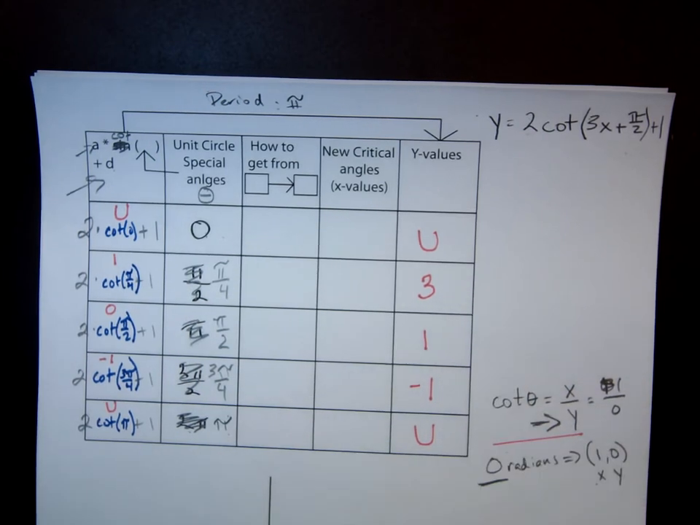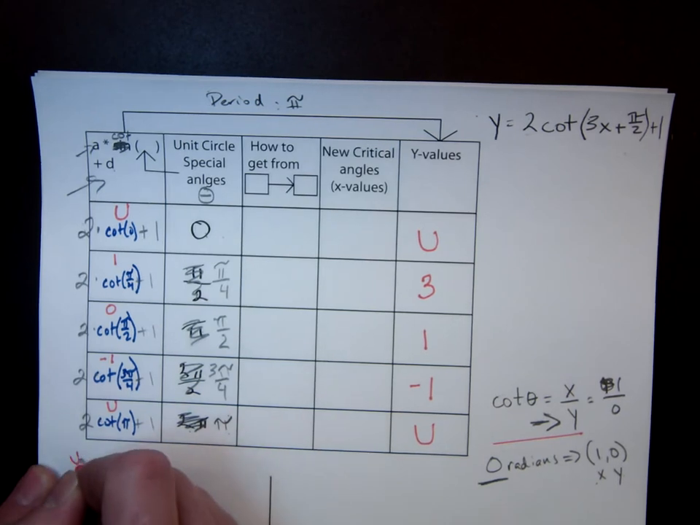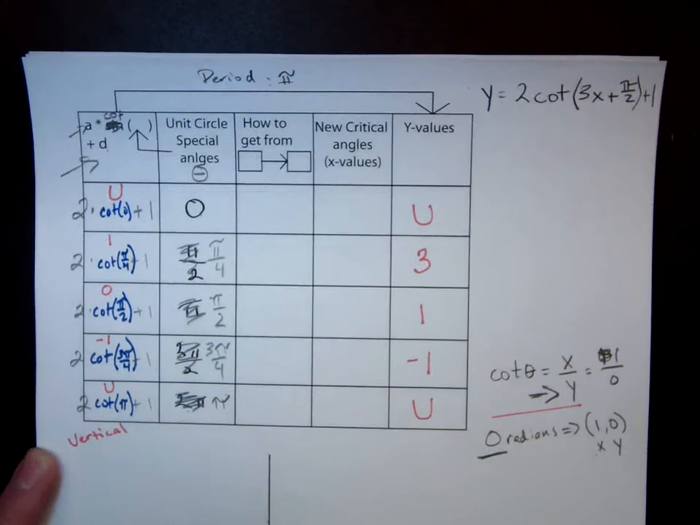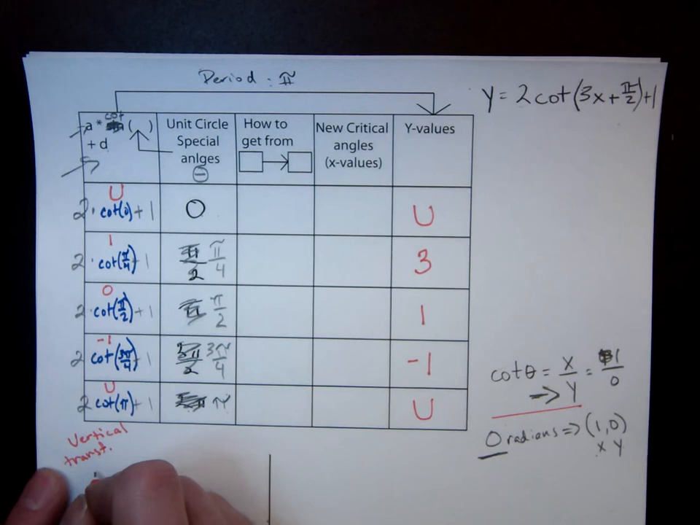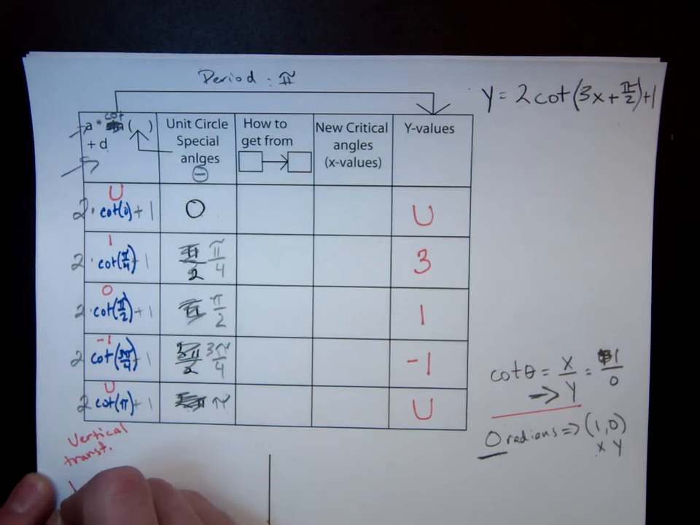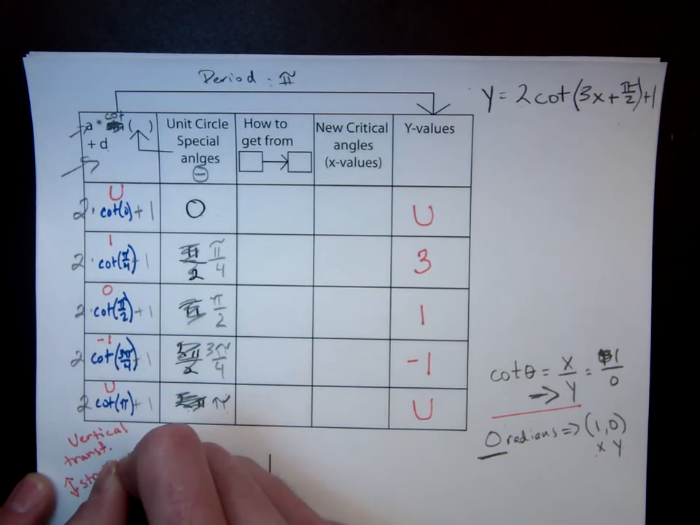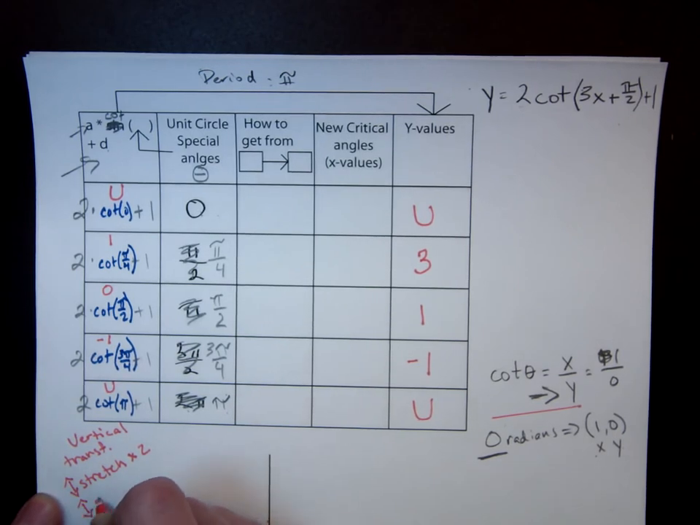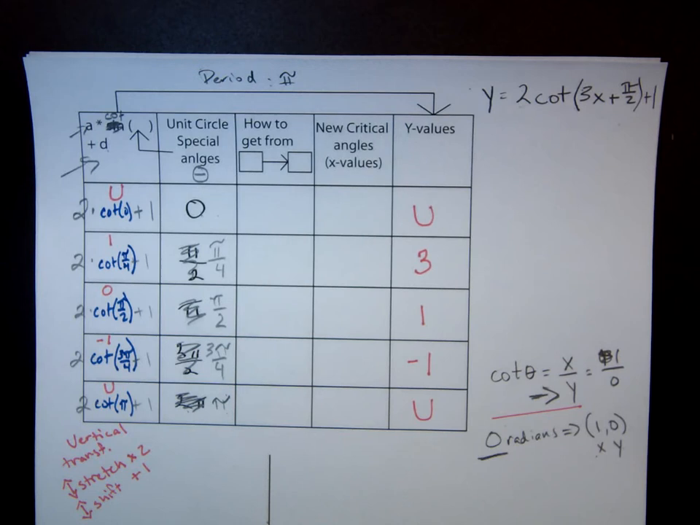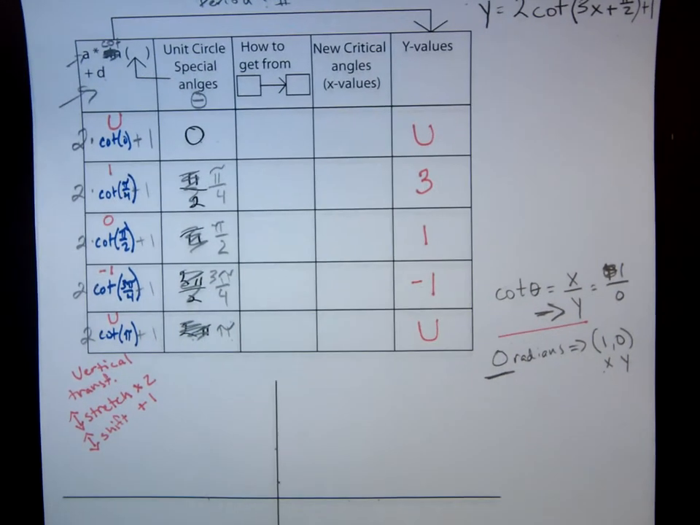So if I want to write down my vertical transformations, okay, I would say that I had a vertical stretch of basically times 2. Okay, so I stretched my graph out vertically, and then I had a vertical shift of plus 1. So those would be my transformations. You can see those right down there.